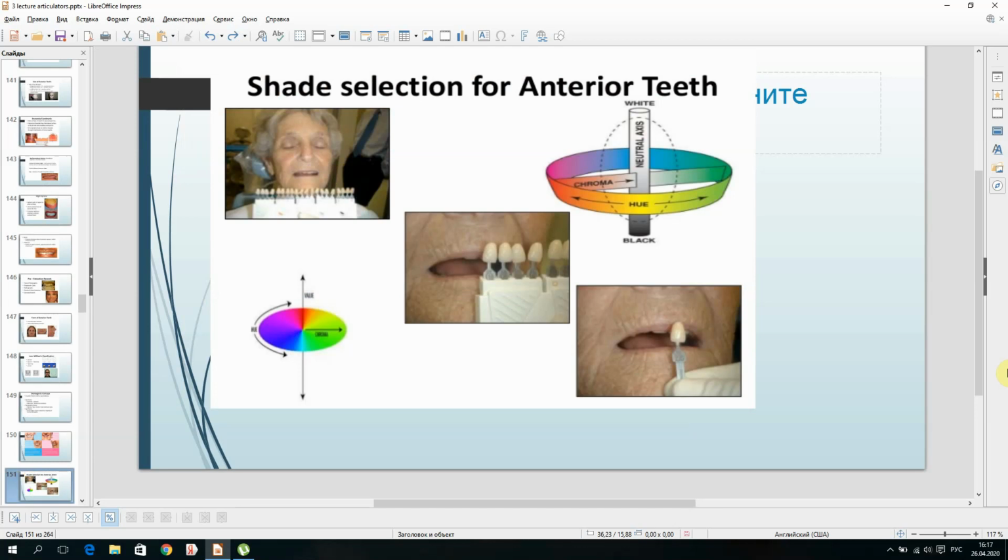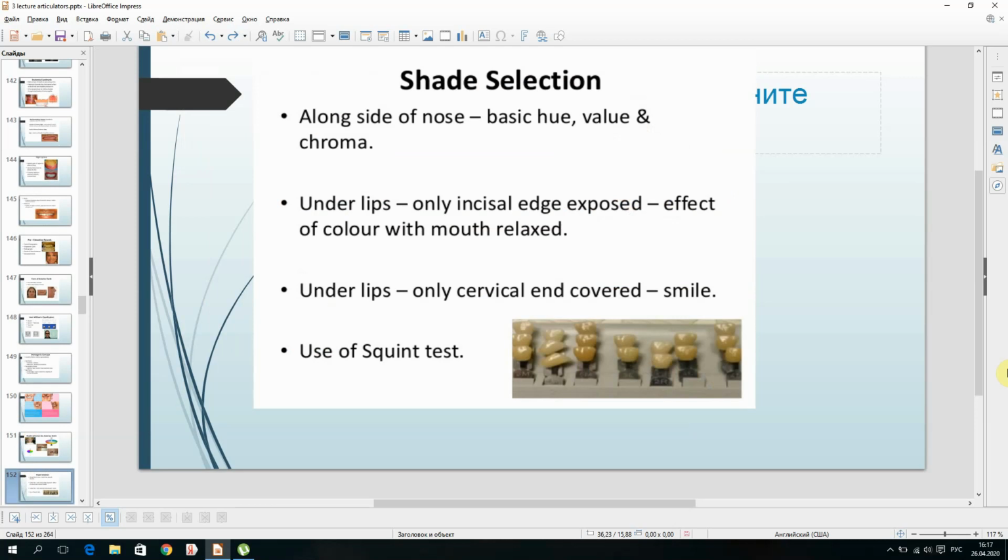Shade selection for anterior teeth. Shade selection alongside the nose: basic hue, value and chroma. Under lips, only incisal edge exposed. Effect of color with mouth relaxed. Under lips, only cervical area covered, smile. Use of squint test.